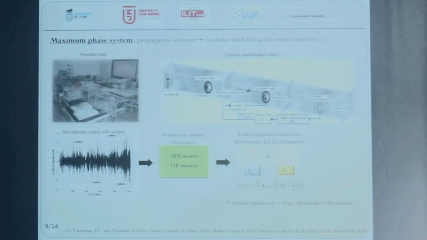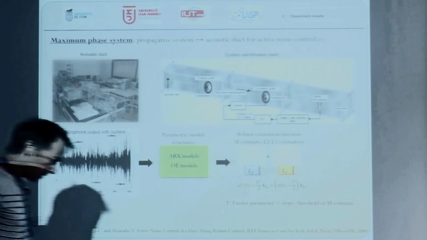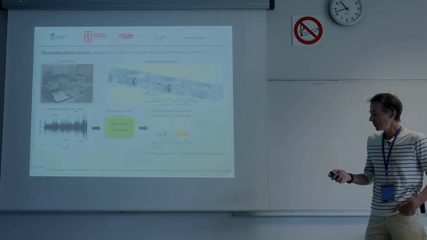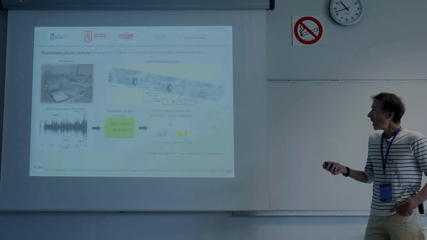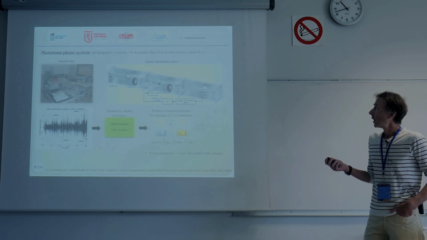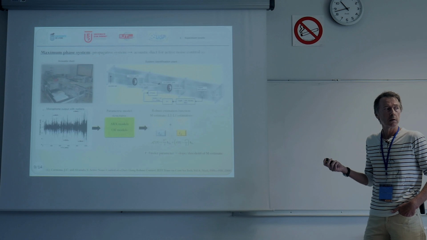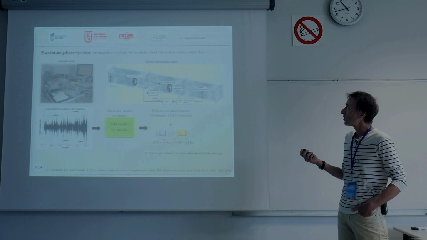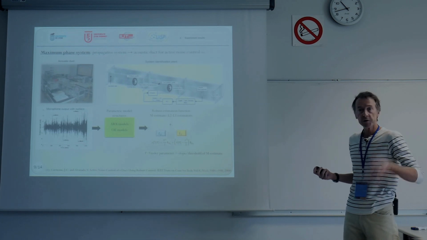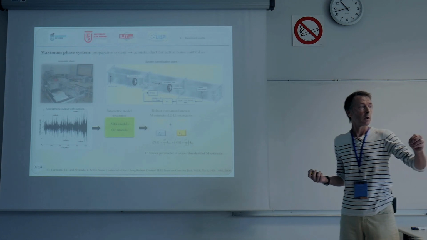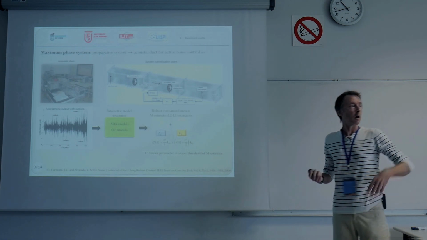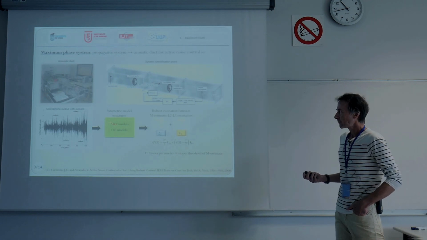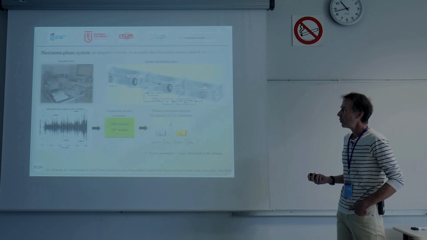Okay. And as previously presented, a maximum phase system comes from, for example, a propagative system. And in my thesis, I worked on this system. This is an acoustic duct for active noise control. And the first step is the system identification, leading to an estimated system model. Okay, and we use an ARX model and output error models.